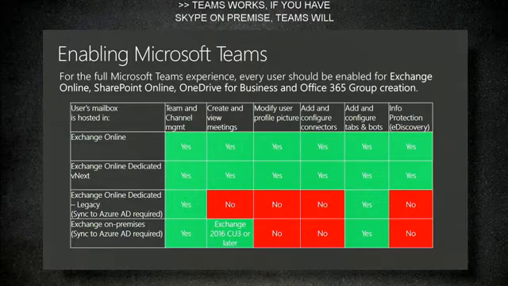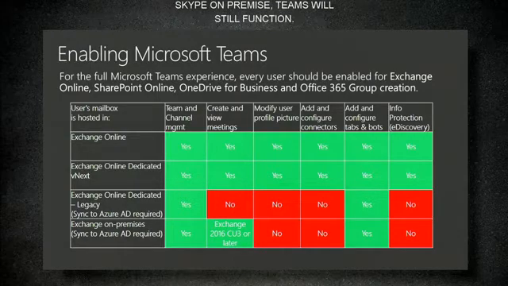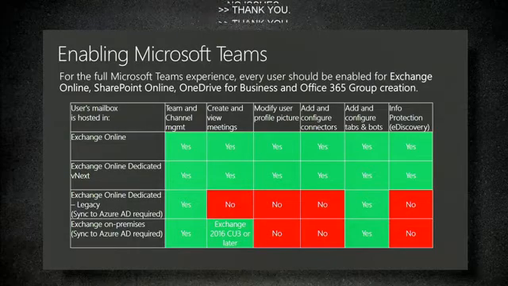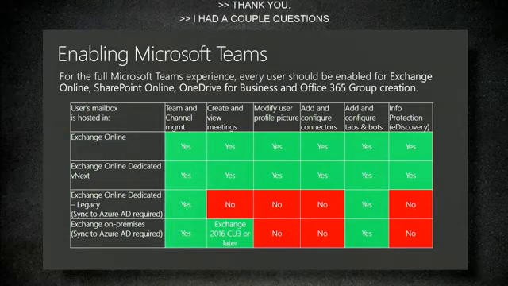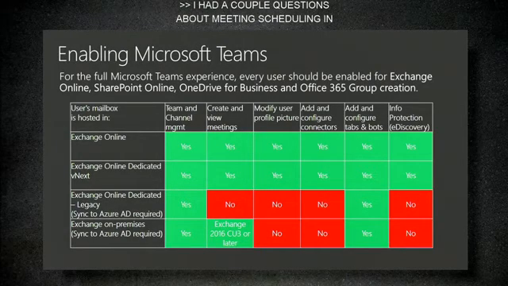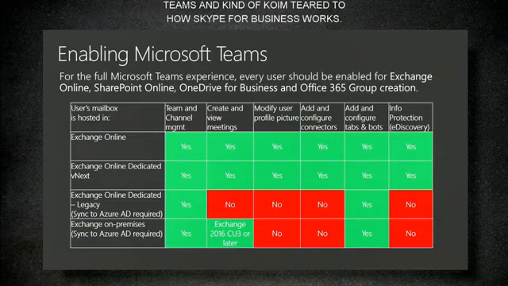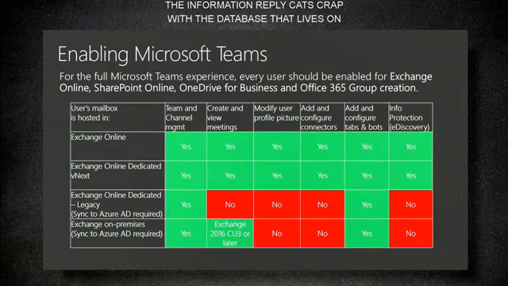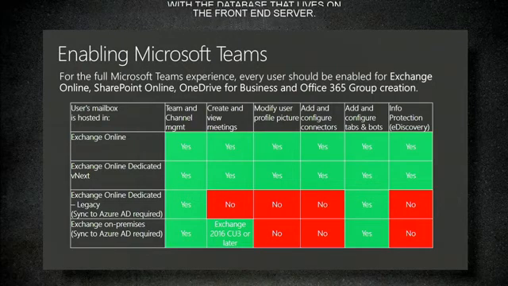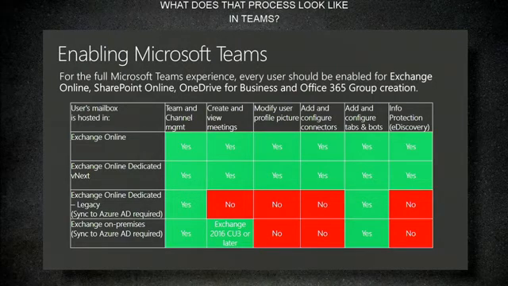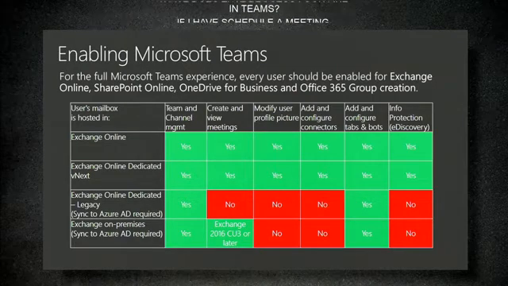I had a couple of questions about meeting scheduling in Teams compared to how Skype for Business works. I know in Skype, when you schedule a meeting, it's pinned to a front-end server. That information replicates, and there are databases that live on the front-end server. What does that process look like in Teams? If I schedule a meeting, how does that get created? How does that get persisted? How does it get replicated? And more importantly, is it more performant than in Skype for Business?